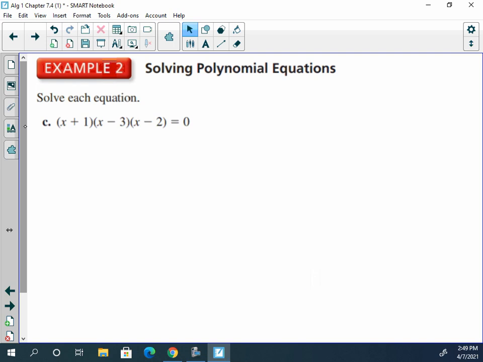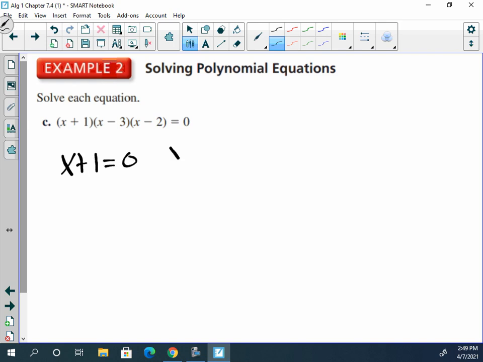Now, we don't have to have just 2. We could have as many as we want, because, again, any 2 or more things multiplied together to equal 0 means one of them has to be 0. So even though we have 3, we could say here that x plus 1 could be 0, x minus 3 could be 0, or x minus 2 could be 0. Any one of these 3 could be 0.